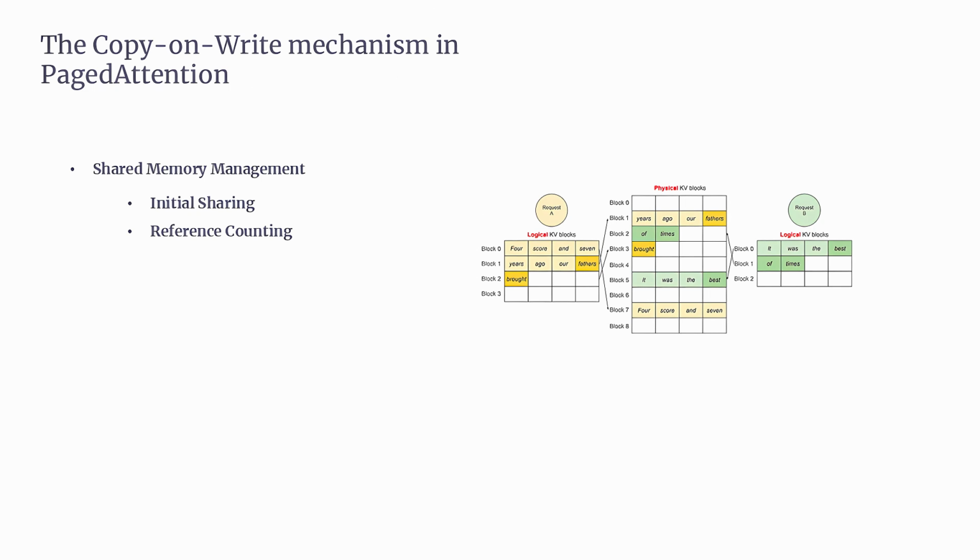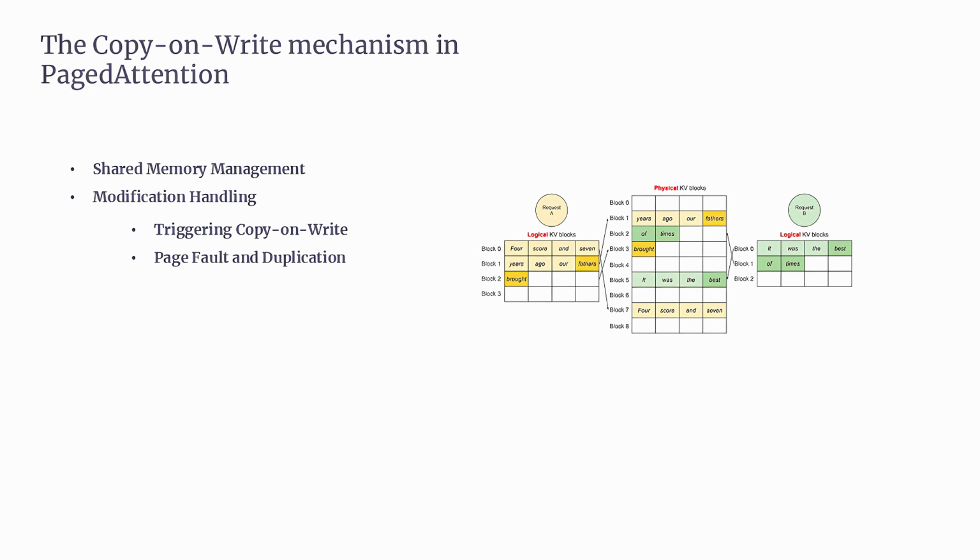The second, modification handling. 1. Triggering copy on write. Here's where the real magic happens. When a sequence tries to modify a shared KV block, that's when the COW mechanism kicks in. The original block is marked as read-only to prevent any changes from being made to it by sequences that are still sharing it.